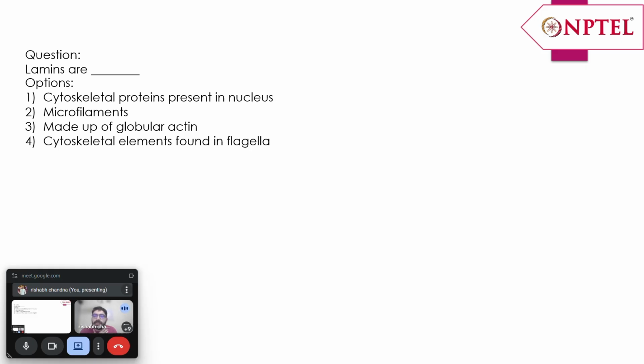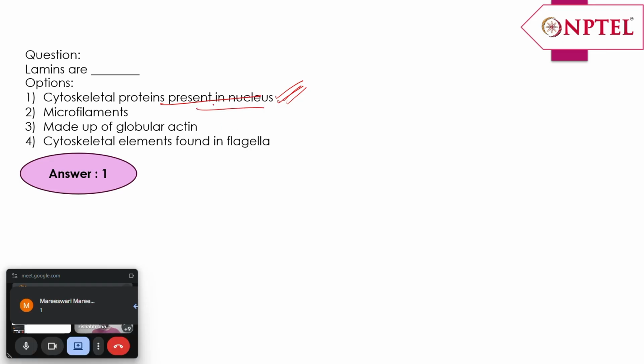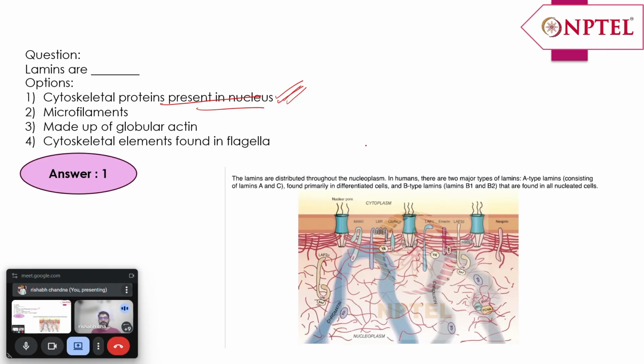Lamins are, what can be the correct answer? Okay. Any more answers? Yes, the correct answer is option 1. That is, these are the cytoskeleton proteins present inside the nucleus. So this is an arrangement of the lamins.